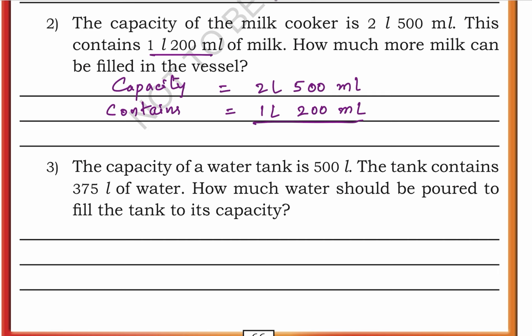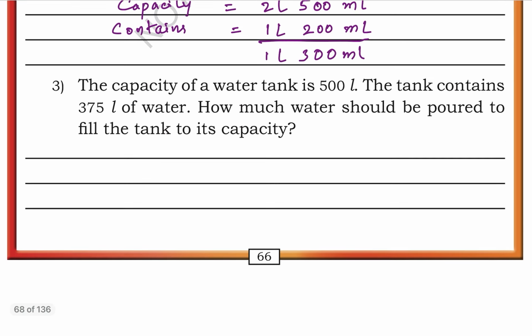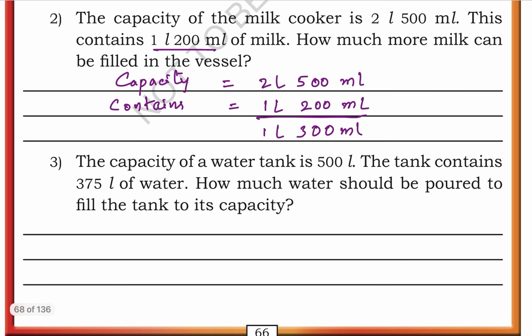Then only you can come to know how much more milk can be filled in the vessel, right? 0 minus 0, 0, 5 minus 2, 3. Write down the unit ml. 2 minus 1 liter, 300 milliliter. Did you understand? If you don't understand, you can comment in the comment section. I can explain you in comments itself.